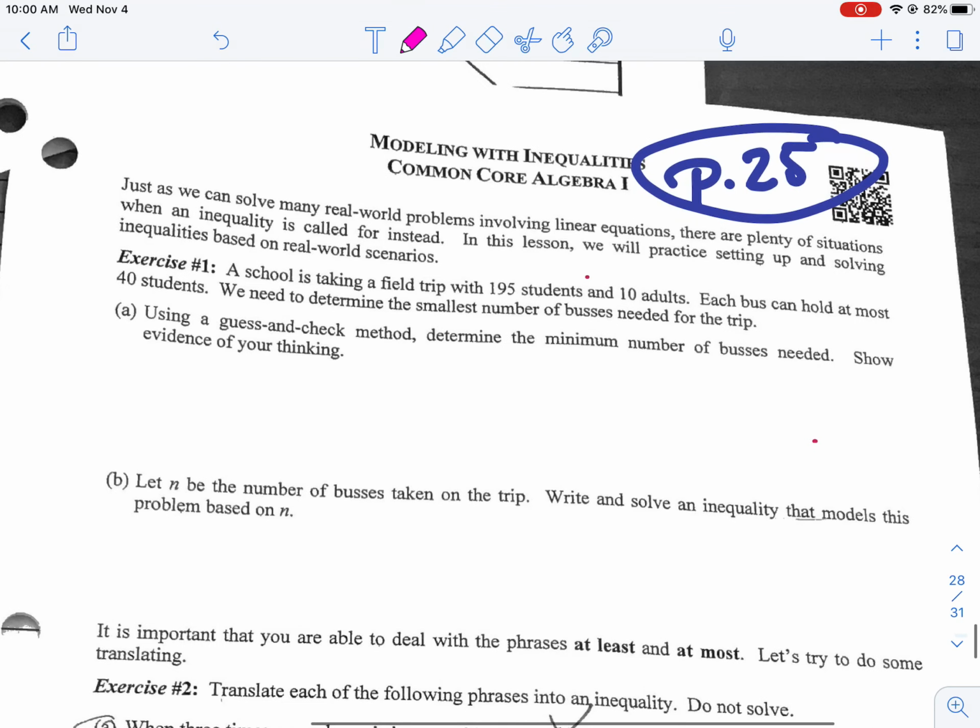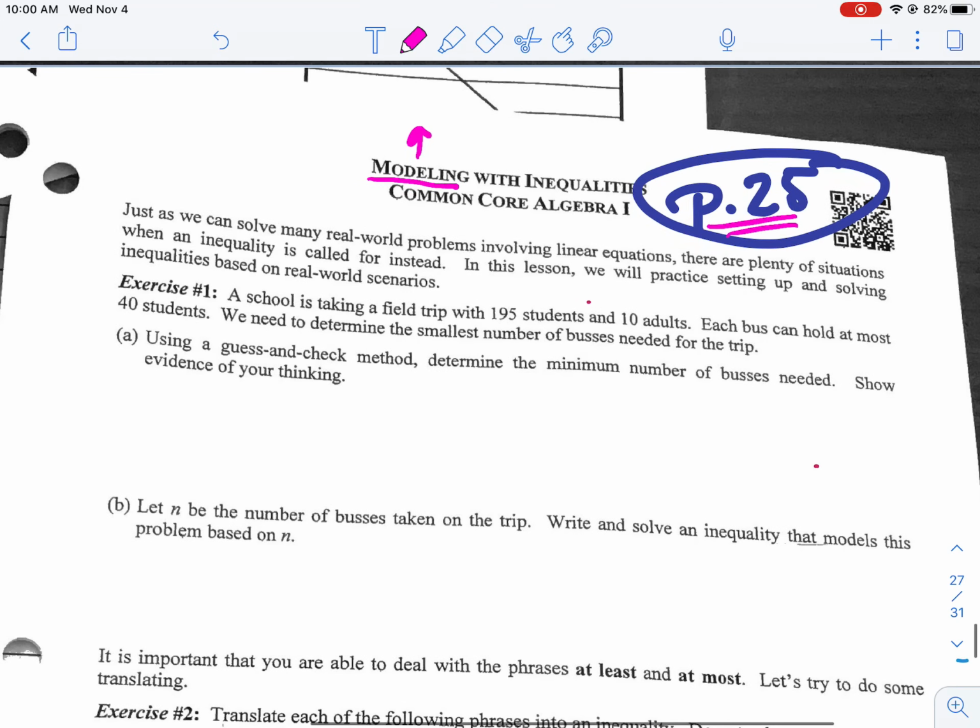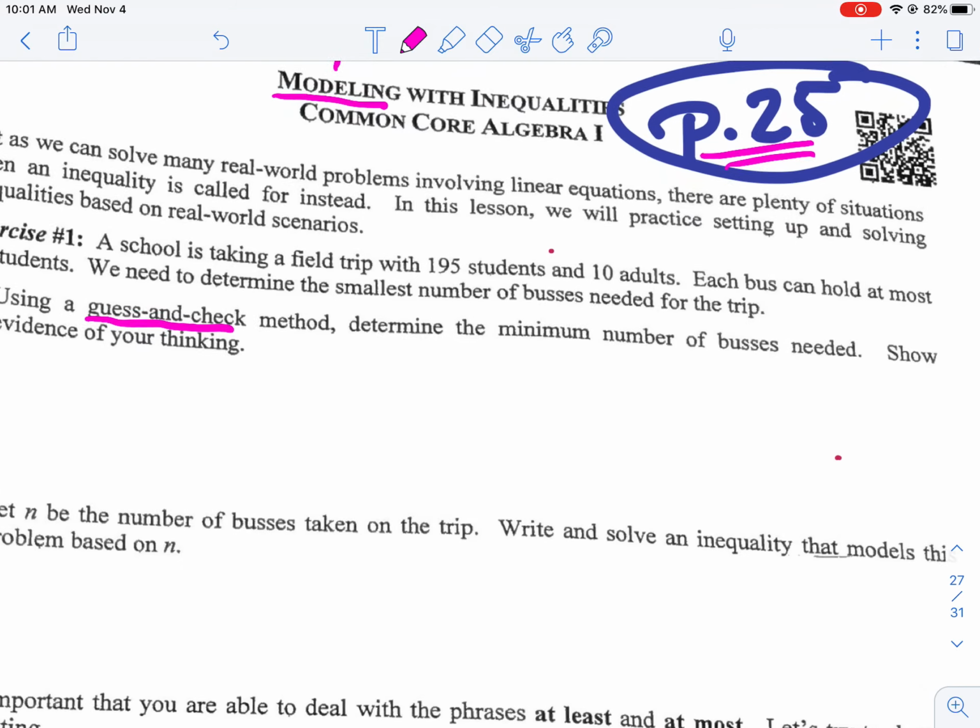So what do we mean by modeling? Also, we're on page 25, so you can follow along in your notes. Modeling means we're going to write inequality equations or expressions that follow along with a real world situation. We're going to look at two ways to do this. We're first going to use a guess and check method, and then we're going to write our let statement and use some variables, which I know you guys know how to do.